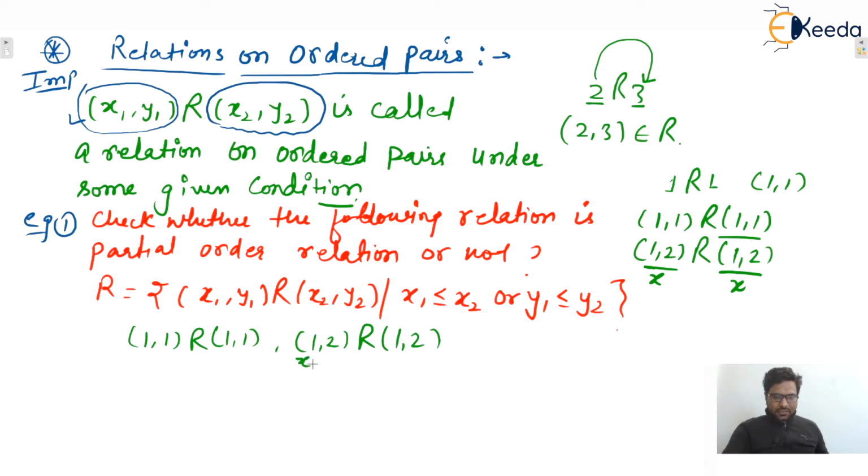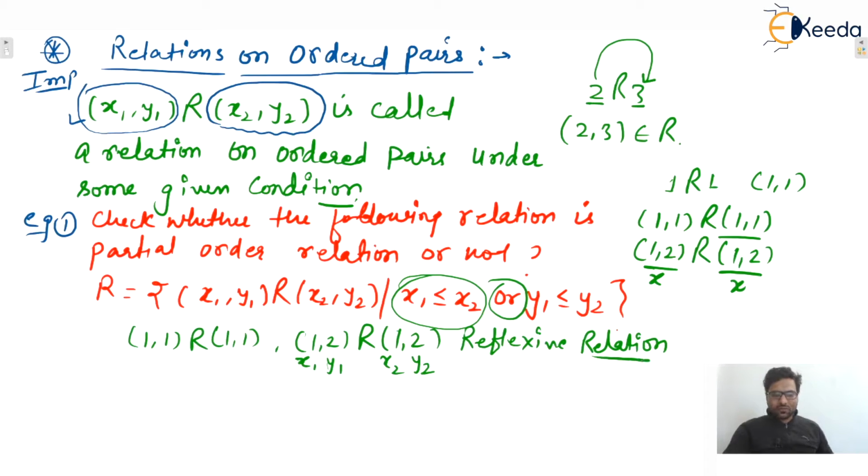Here this is x1, this is y1, this is x2, this is y2. There is an or condition, which means if either of these conditions is true, then there will be a relation. Here x1 is less than or equal to x2, as well as y1 is less than or equal to y2. So all self loops will be there inside this particular relation. Hence it is a reflexive relation.